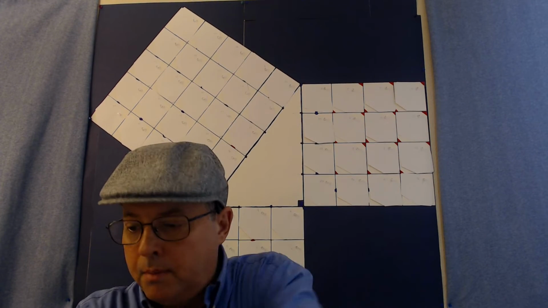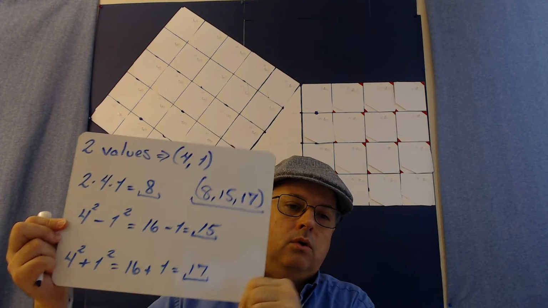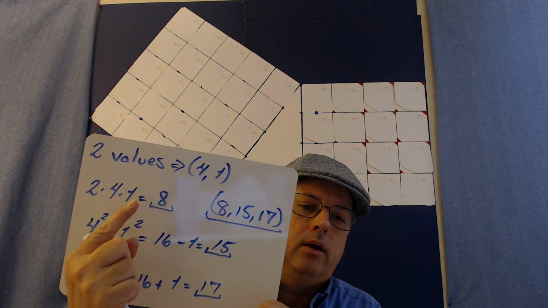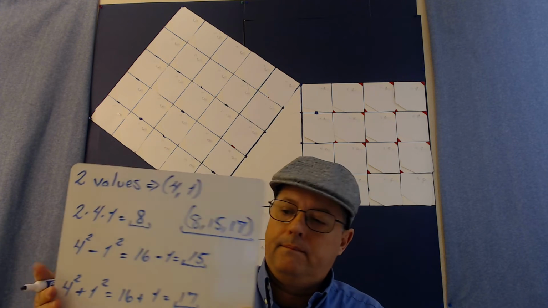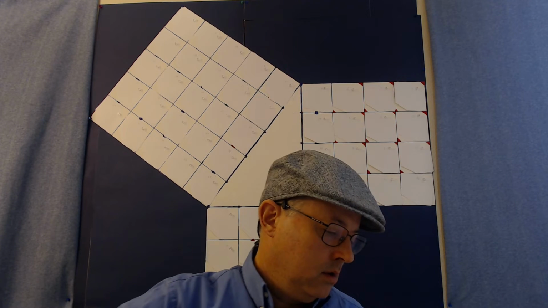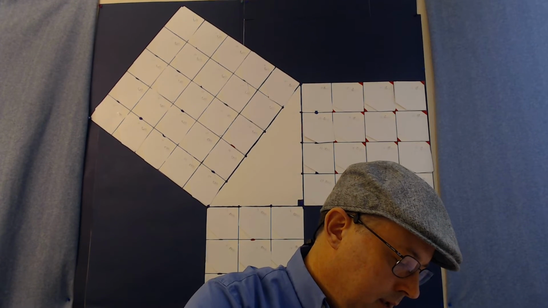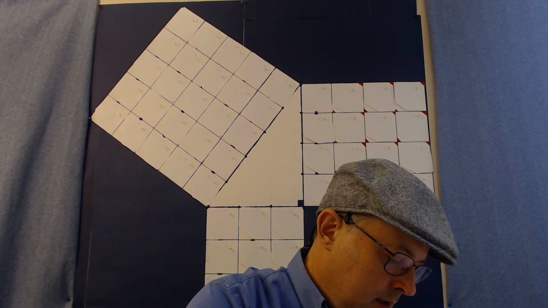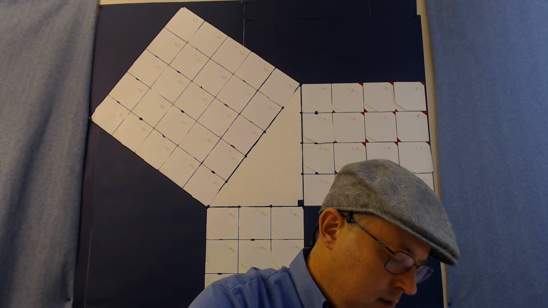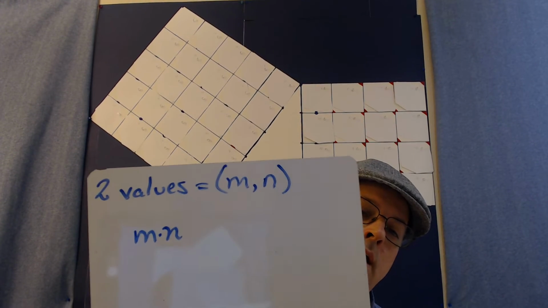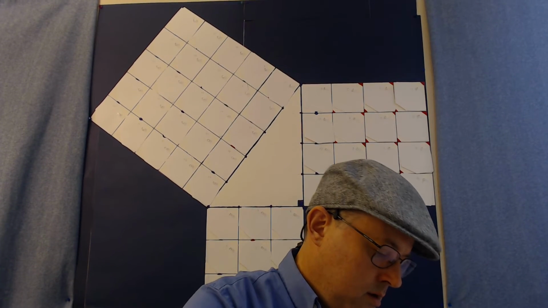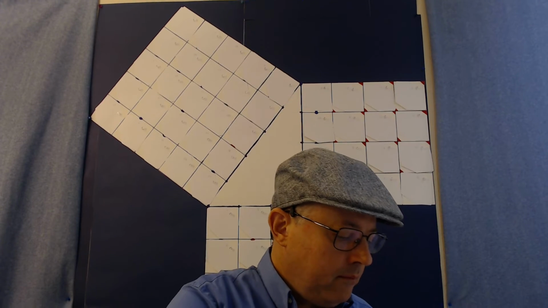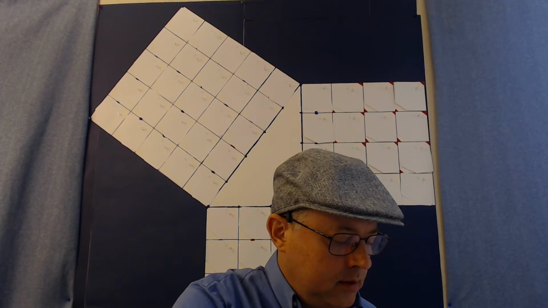And then let's remember what we did with those values. First, we multiplied those values, 4 and 1 in this example, and then doubled them. And so we're going to multiply m and n, and then double that product. And that's going to give us the a value.